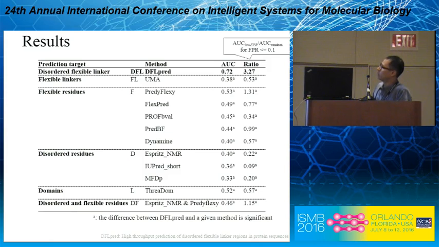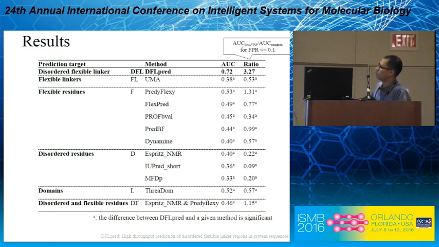We measure our prediction quality by the area under the ROC curve, the AUC value, and the ratio. The ratio quantifies how much better the predictor is than a random predictor at the low range of false positive rates. We focus on the low range of false positive rates because we have more non-DFLs than DFLs. So by considering the low range of false positive rates, we are not over-predicting the DFLs.